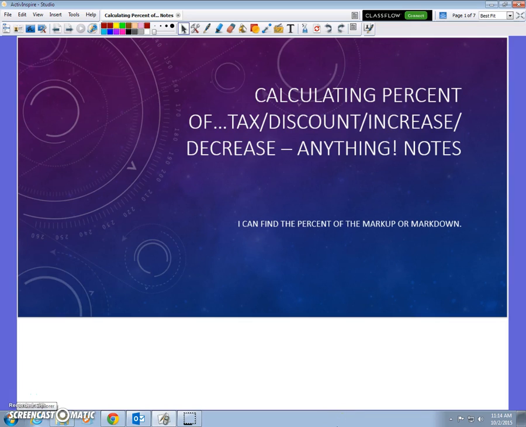Alright, this is Mr. Gillum, and today we're going to keep working with percents. I know you love percents, so what we're going to do is find the percent of increase or decrease.